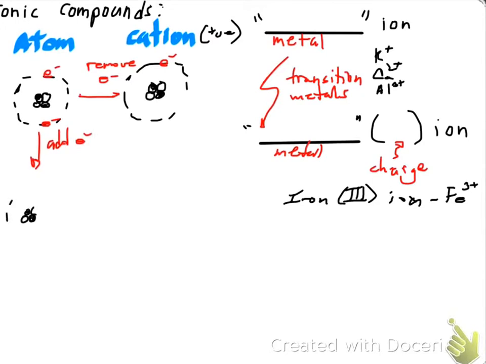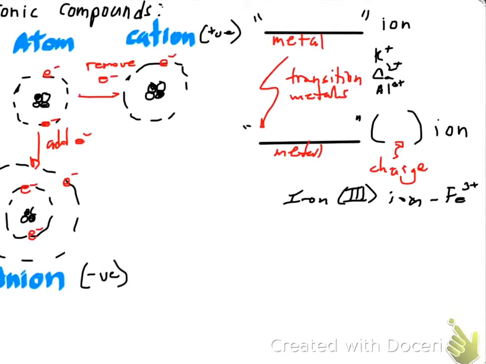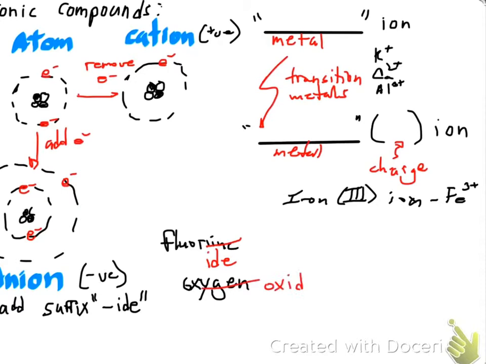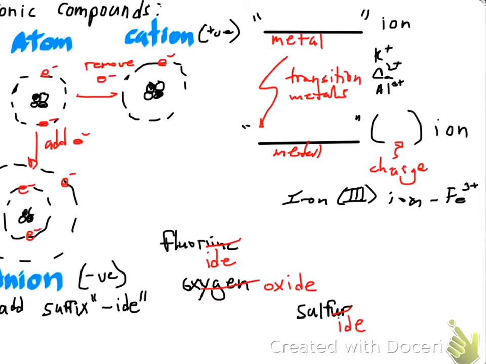Let's take a look at what happens when you add an electron. If you add an electron, now you have something we call an anion, and it has a net negative charge because of the additional electron added to it. In this case, you would just add -ide as a suffix. So fluorine would be fluoride, oxygen would be oxide, and sulfur would be sulfide.